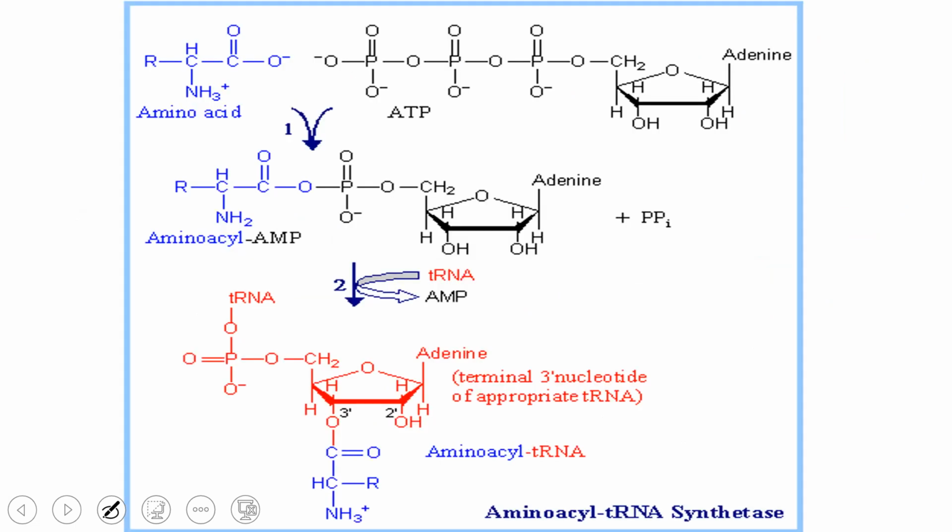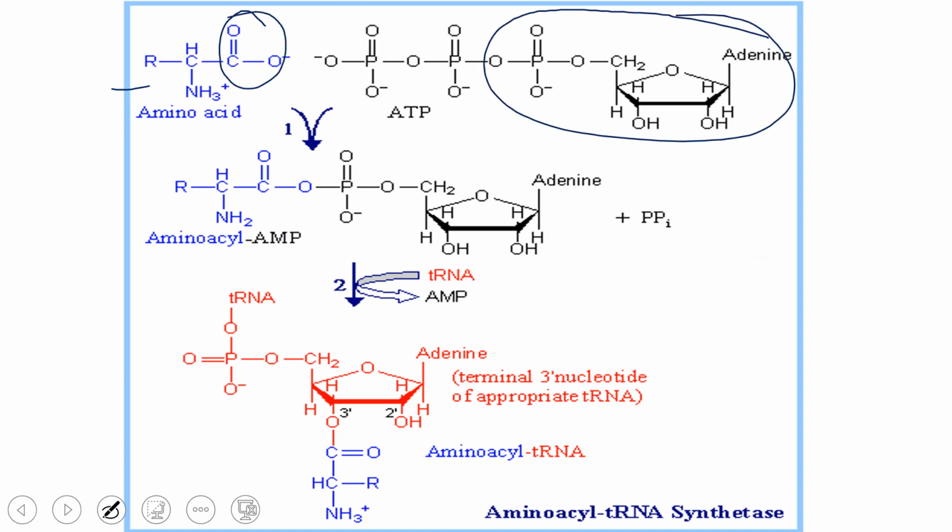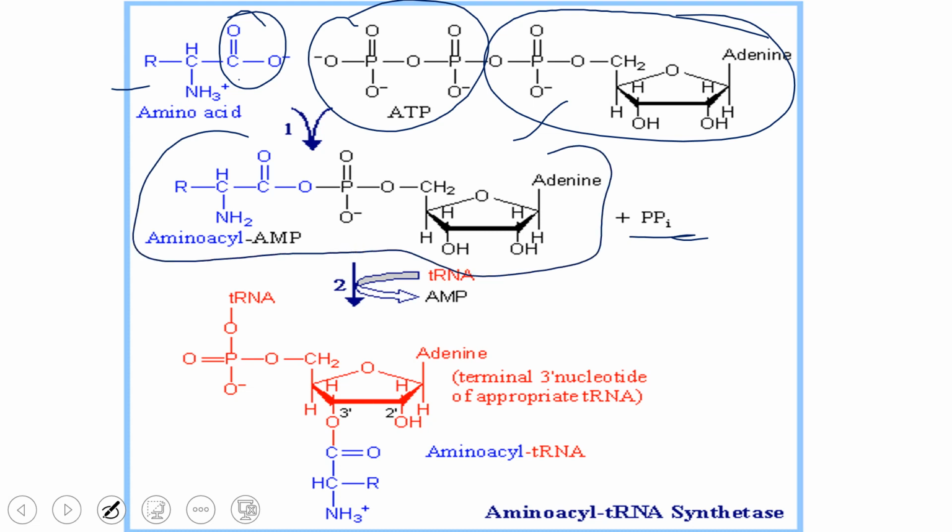Clear? Same reaction आप देख सकते हैं अलग अलग जगह पे, अलग अलग तरीके से. This is the amino acid, this is the carboxy terminal, this is ATP. So this portion is going to be consumed here, and this portion will be free in the form of pyrophosphate. So this is going to combine with this one.